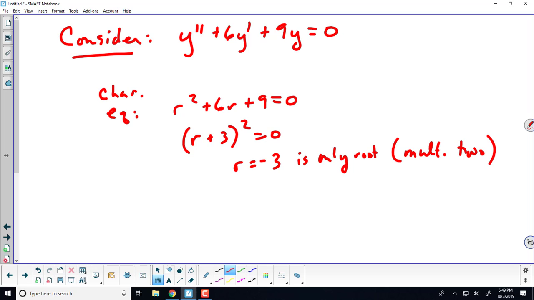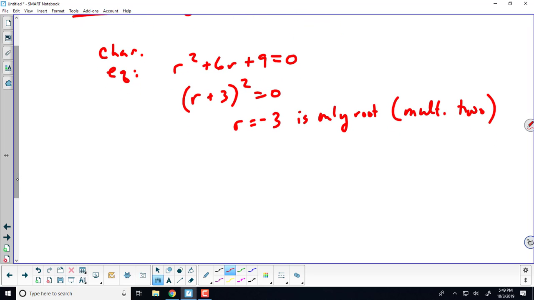Okay. So what's the issue here? See what the problem is? There's only one solution. We've only got one solution, right? I can't claim, don't write this down, I can't claim y1 equals e to the minus 3t and y2 equals e to the minus 3t, and that the sum of those two will span my entire vector space.